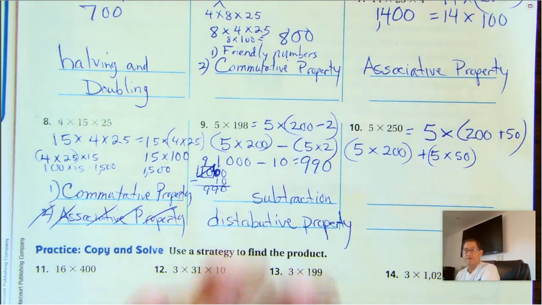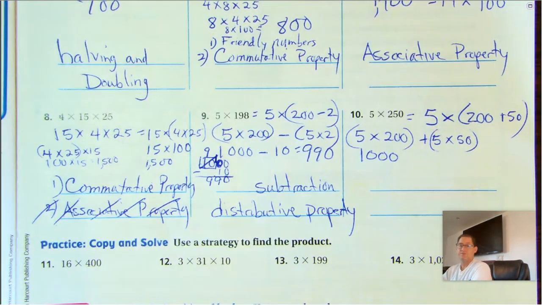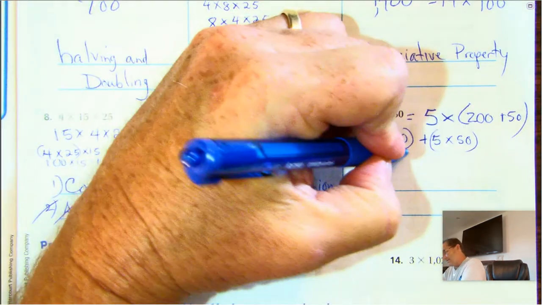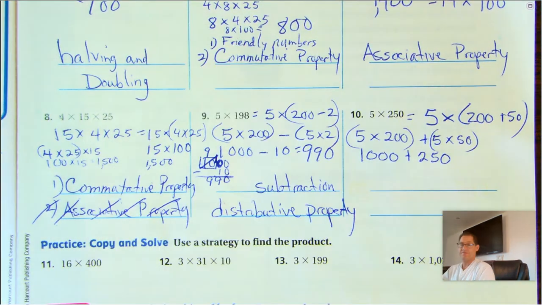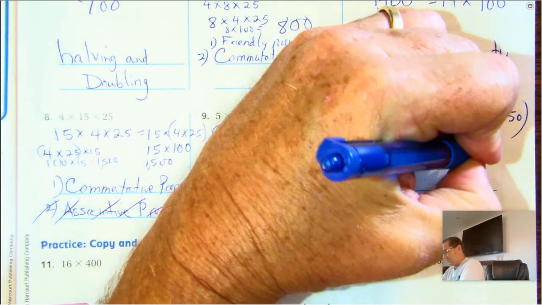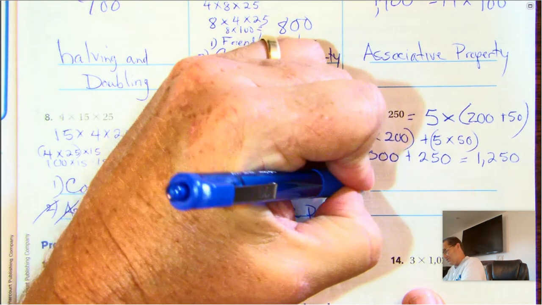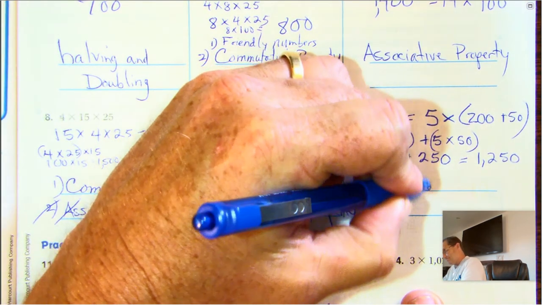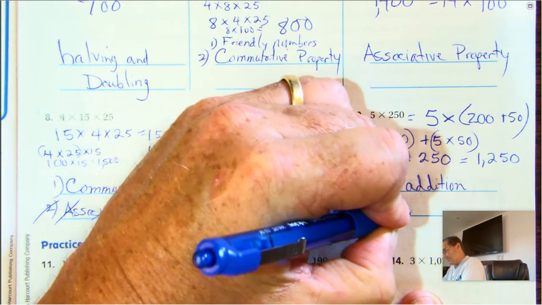All right, so 5 times 200 is 1,000. And 5 times 50, 5 times 5 is 25. Put the 0 from the 50. We add that together, 1,250. Okay. What did we do? Well, we used addition and then we applied the distributive property.